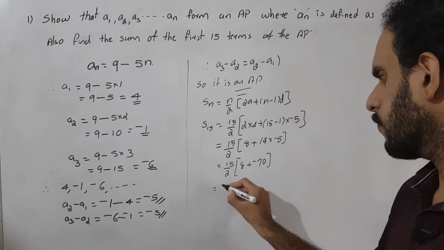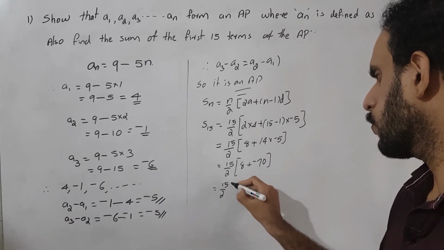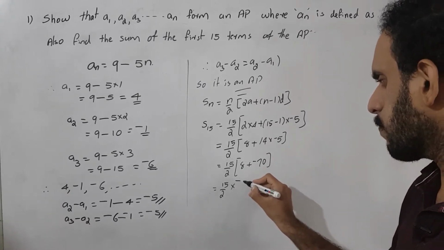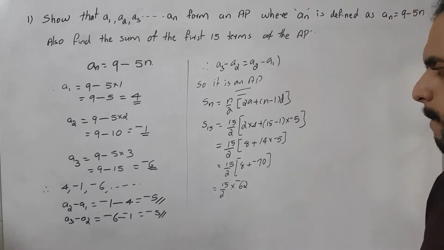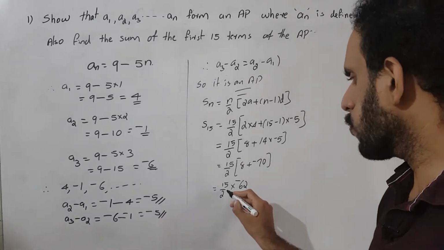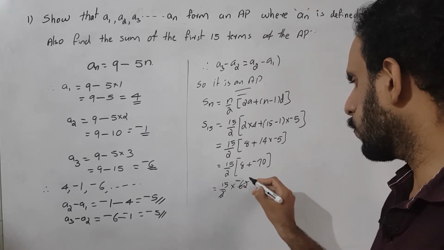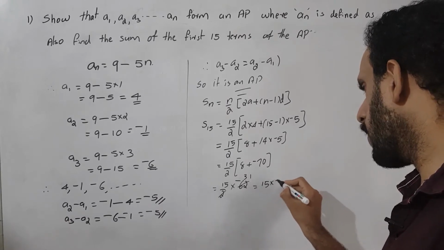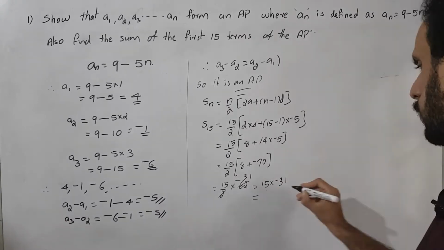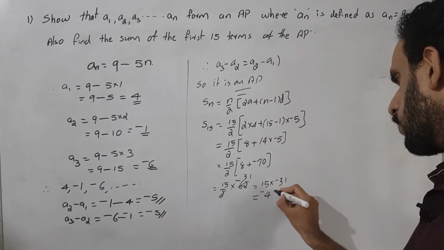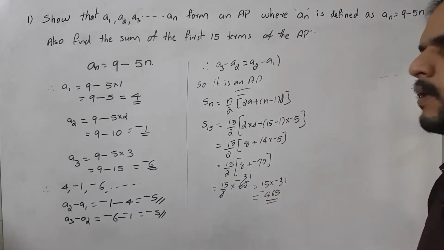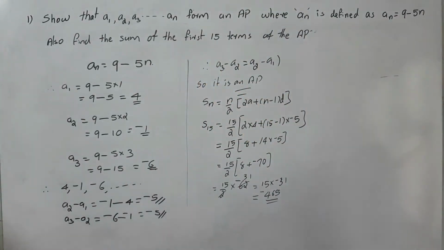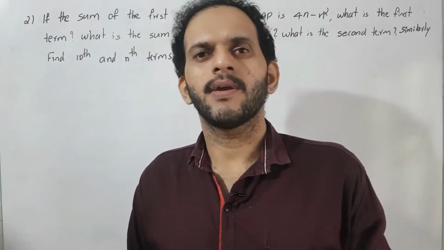Then it is equal to 15 by 2 into 8 plus minus 70. 8 plus minus 70 is minus 62. Correct? Minus 62. Then it is possible to divide 2 and minus 62. What do you get? Minus 31. Then it is equal to 15 into minus 31, which is minus 465. Okay. Then what is the sum of first 15 terms? The sum of first 15 terms is equal to minus 465. Next we go to the next question.